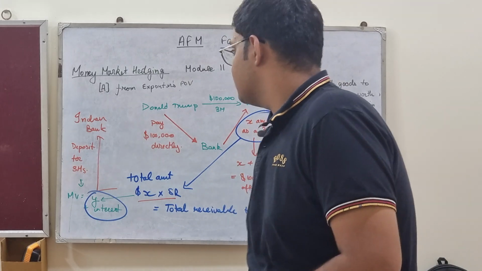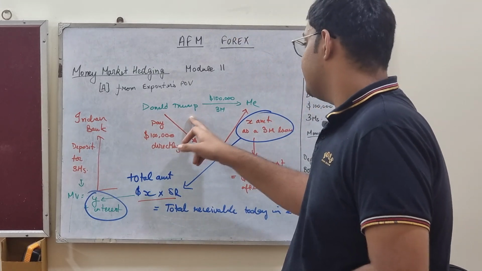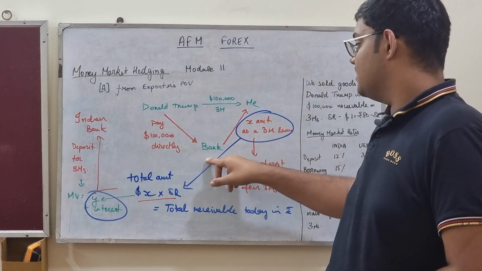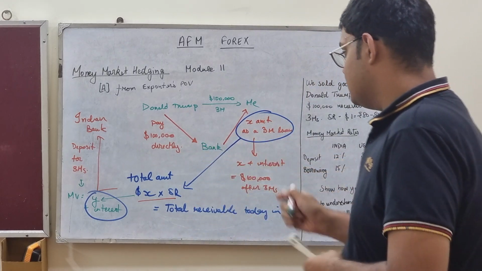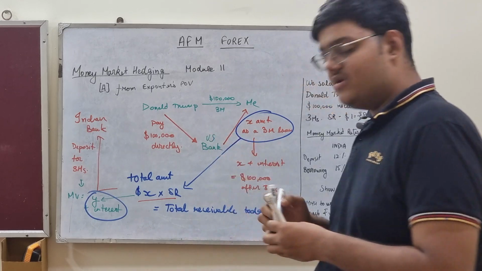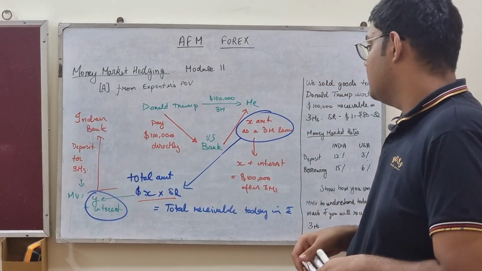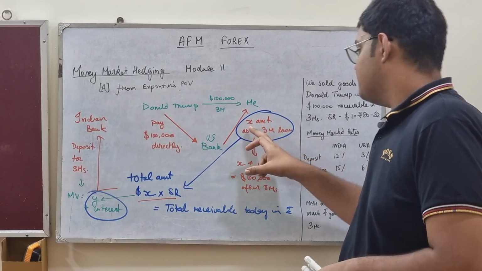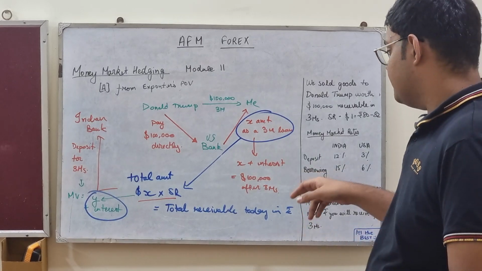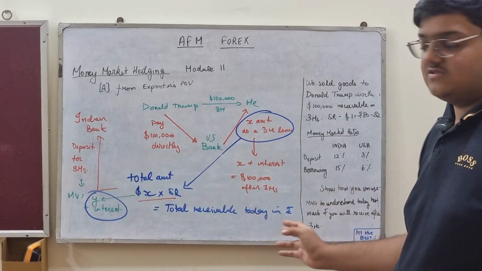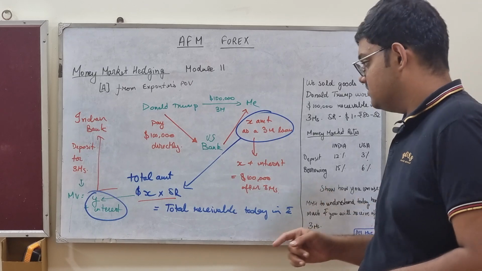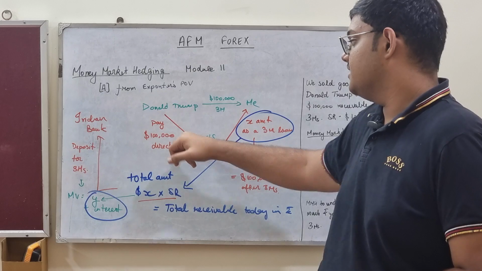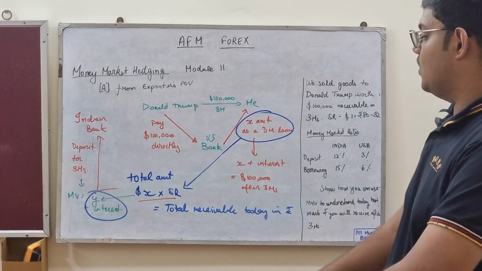So let's go over it once more. Donald Trump has to give me $100,000 in 3 months. I will borrow X amount from a US bank who will give me dollars as a loan for 3 months. That X amount will be such that after 3 months, the principal plus interest, the market value, would be $100,000. So on the due date, we will ask Donald Trump to directly pay the US bank $100,000. Hence, our work in dollars is done.